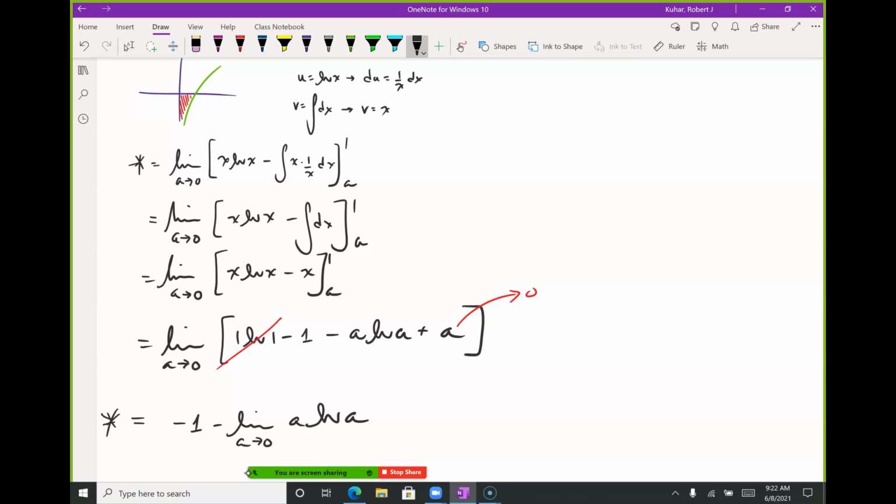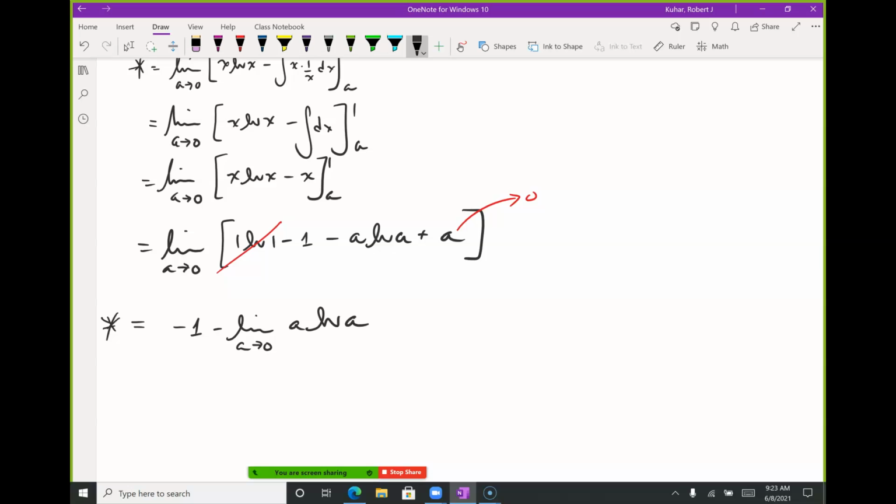Now, what happens to a ln a as a goes to 0? Well, a goes to 0, right? But ln of a goes to minus infinity. So we're here with L'Hopital's right away. This is a 0 times infinity, so I want to move one of my pieces downstairs. What's easier to move downstairs, a or ln a? A. We don't really talk about the reciprocal of ln a a lot, right? So we're going to move the a down and hope it works. So minus 1 minus the limit as a goes to 0 of ln a over 1 over a. Make sure you agree that moving the function a or x downstairs becomes 1 over x.